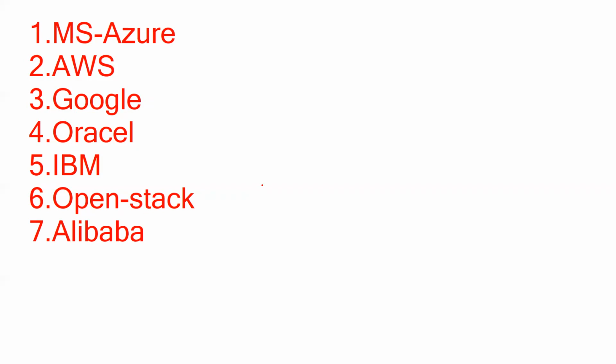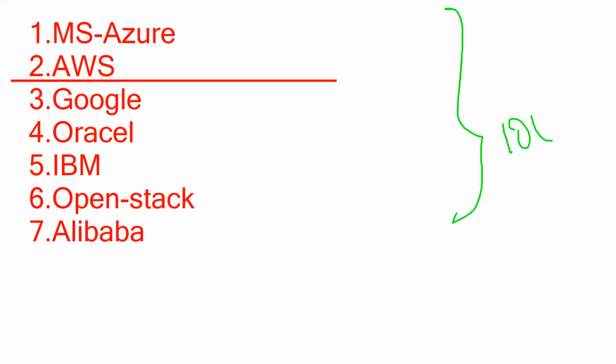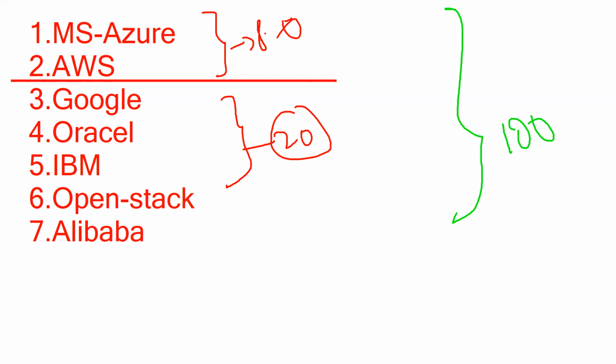Out of them, the very popular ones in the world are these two. Clear? If we consider the cloud market as 100%, only these two technologies occupy 80%, and the remaining are 20%. So why should I go for Microsoft Azure? Why not AWS? What is the proof that Microsoft Azure is very popular? All that I will explain.